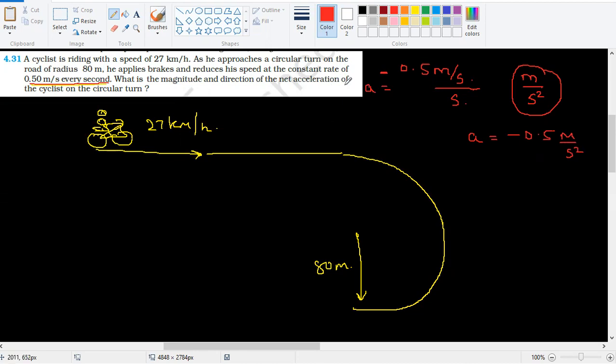What is the magnitude and direction of the net acceleration? What do they mean by net acceleration? Any idea?